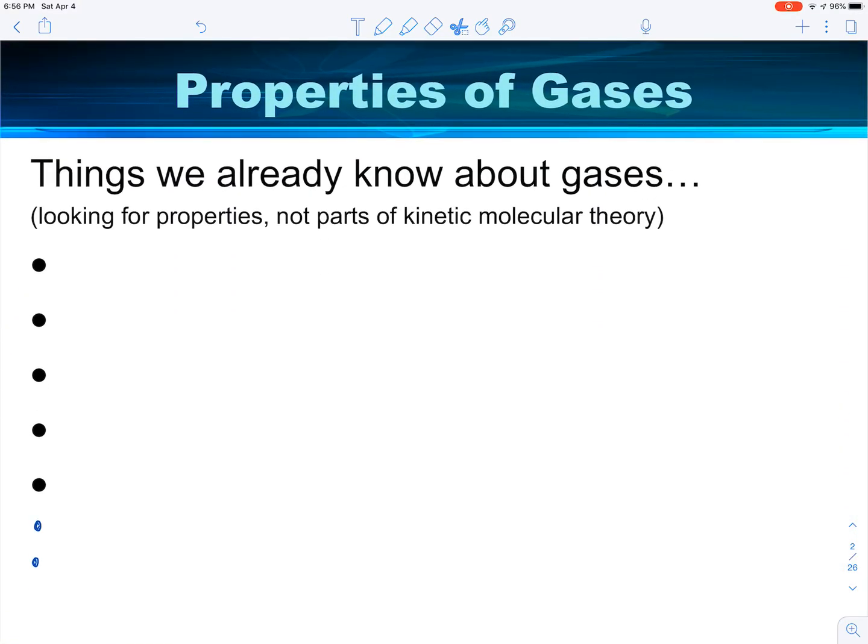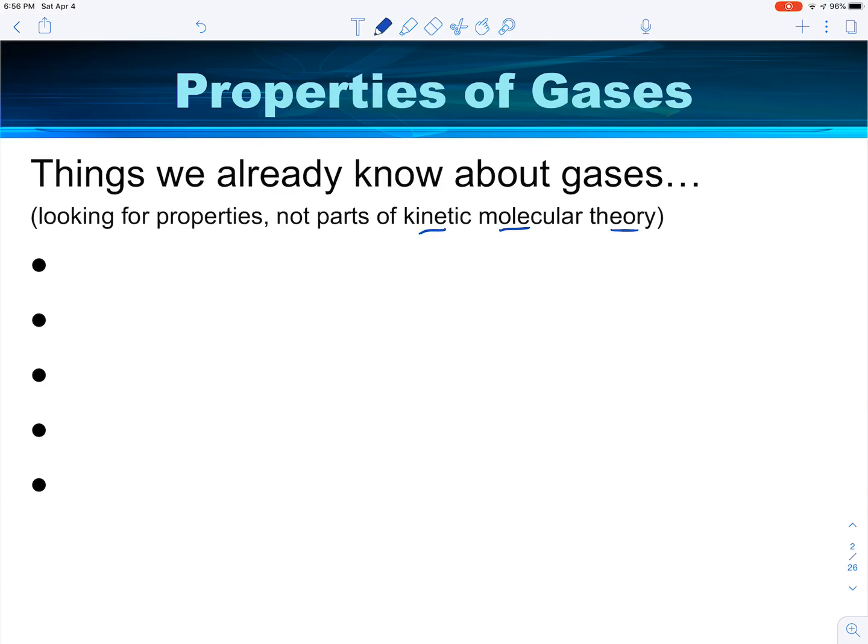We only have 3 slides for this screencast. So, some properties of gases is what we're looking for. We are not talking about the kinetic molecular theory. So you may remember there were some points on that, like gas particle volume is negligible and they have elastic collisions, all of that. That is not what we're talking about. We're talking about broader categories here.